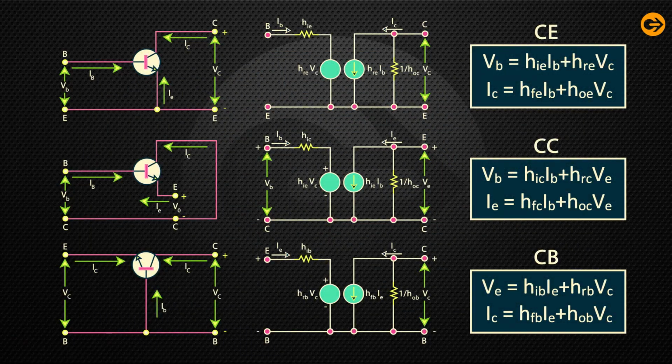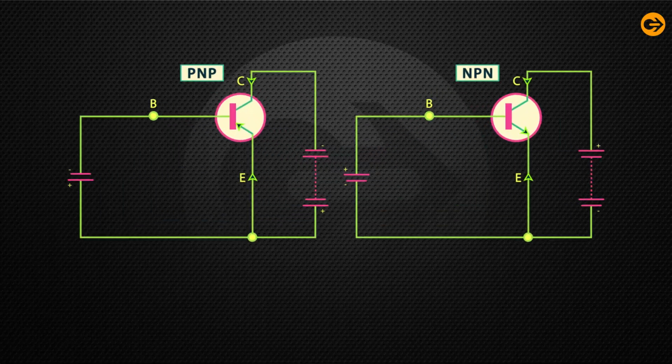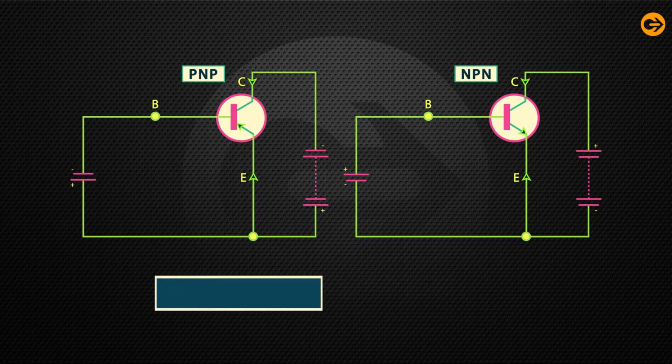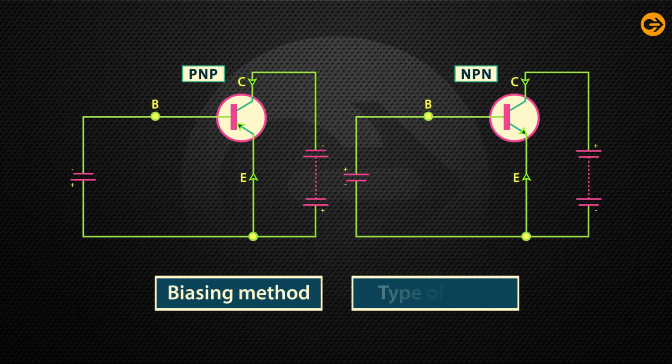The basic circuit of the H parameters is as shown in the below figure, which is similar for all three configurations except their parameters. Here, the circuit and the equations are usable in the case of either an NPN or PNP transistor, and are also not dependent on the biasing method or the type of load.